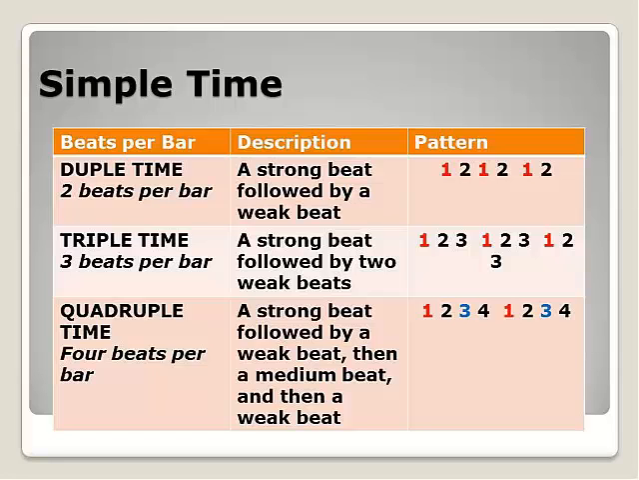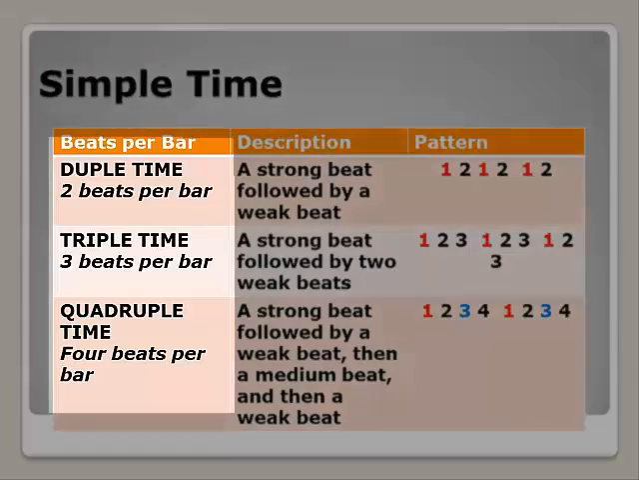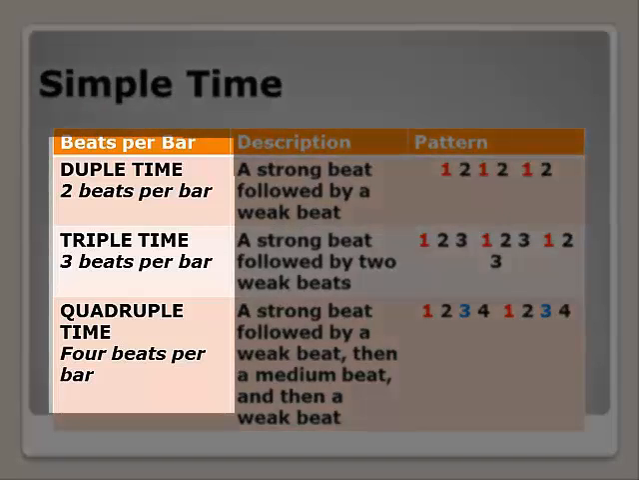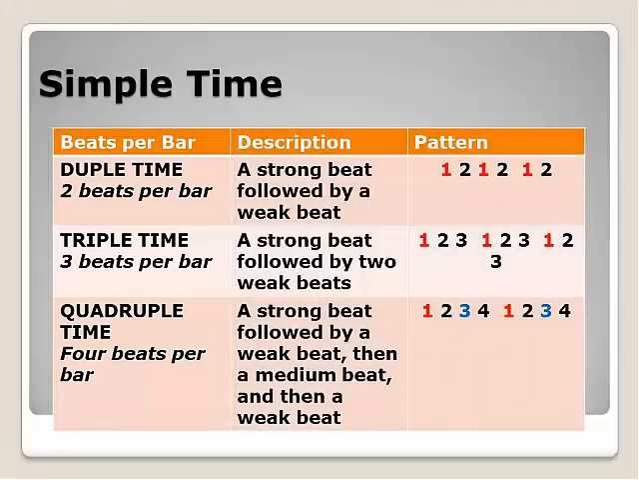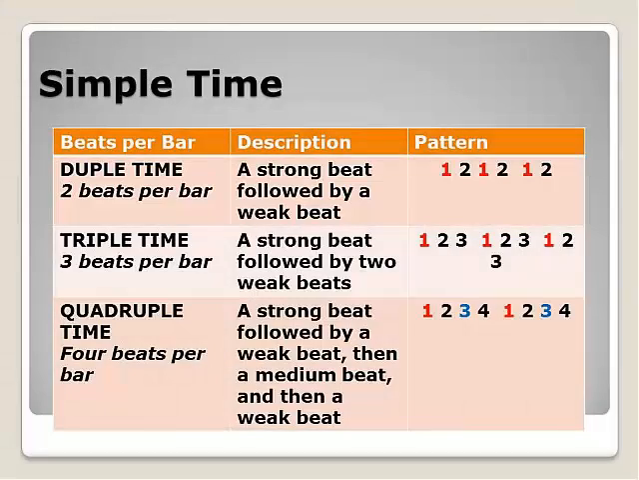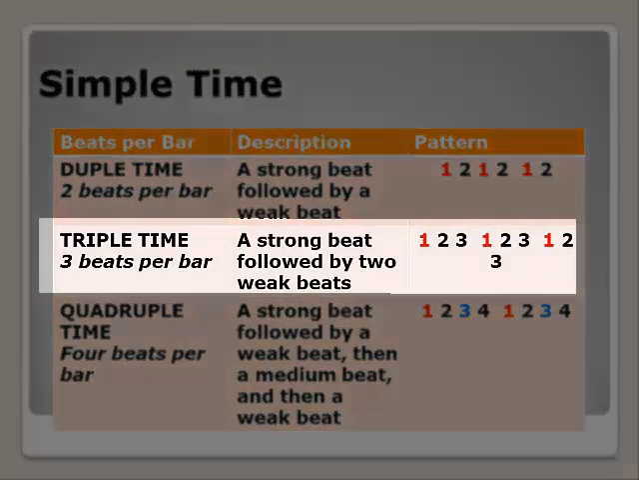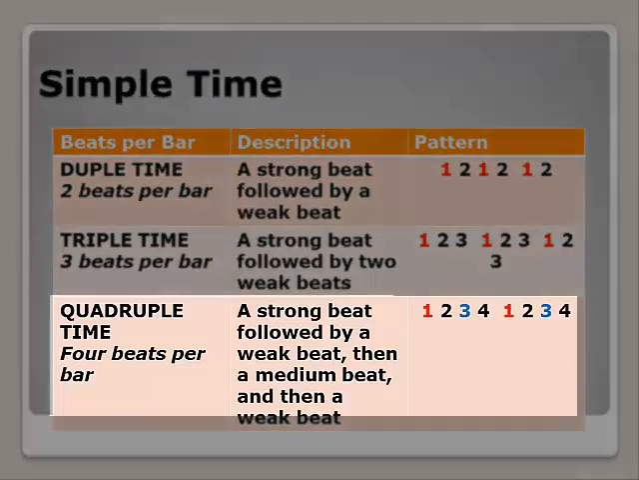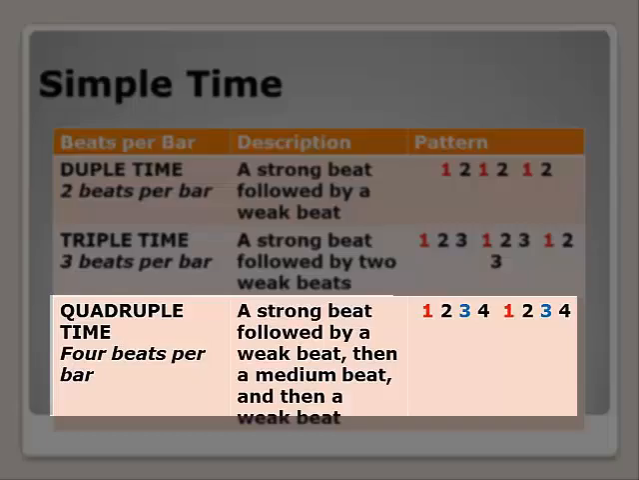In simple time, the top number is either a 2, which is duple, a 3, which is triple, or a 4, which is quadruple. In duple time, we have strong beats and then a weak beat, and it sounds like this: 1, 2, 1, 2, 1, 2. In triple time, we have strong, weak, weak, strong, weak, weak. In quadruple time, we have strong, weak, medium, weak, strong, weak, medium, weak.